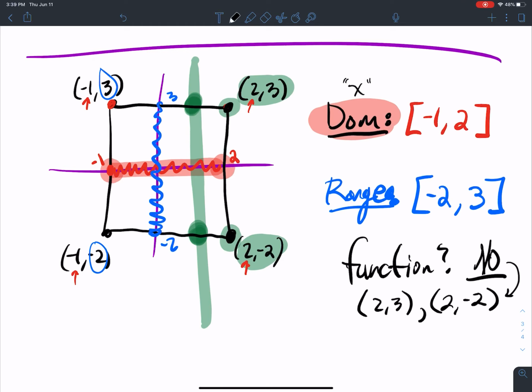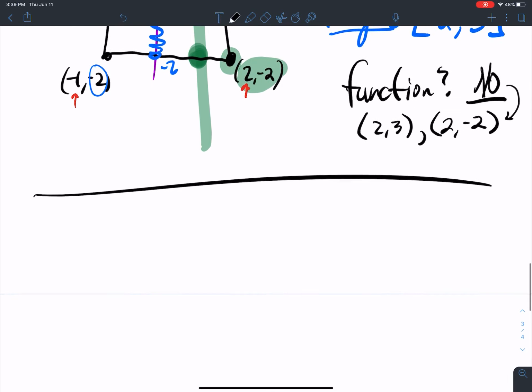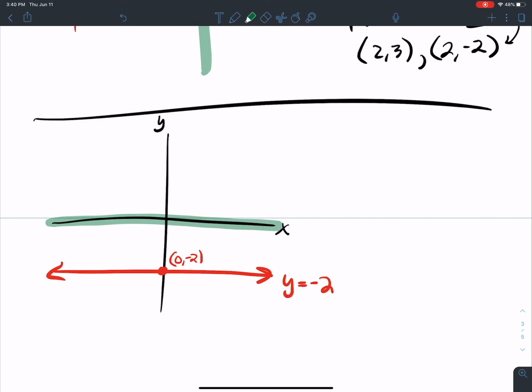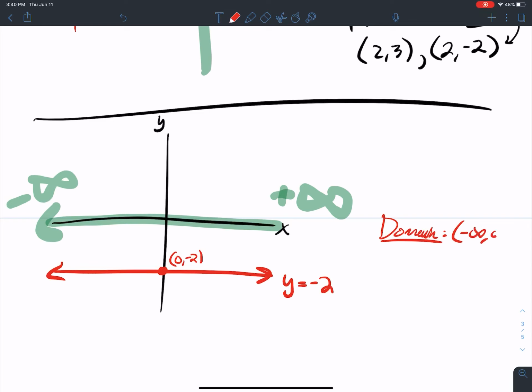Okay? Now, one last problem. Say you've got x and y axis and you have this line and it's a horizontal line of y equals negative 2. That means we pass through the y-axis at 0, negative 2. Okay. The domain, what x's do I use? I go from negative infinity to positive infinity. So the domain, negative infinity to positive infinity.